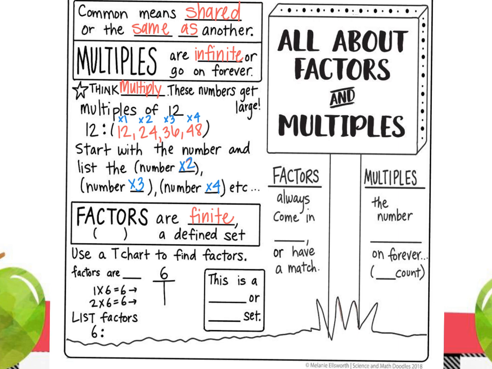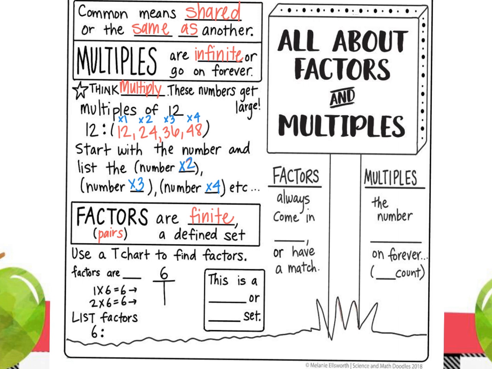So factors are always going to be listed in pairs usually, because I can't just have a number times nothing to get a multiple, right? Factors are going to be listed in pairs. There will usually be 2. So if 1 is a factor, then the number itself also. Okay, you have to put 2 numbers together. So factors are finite or a defined set of numbers.